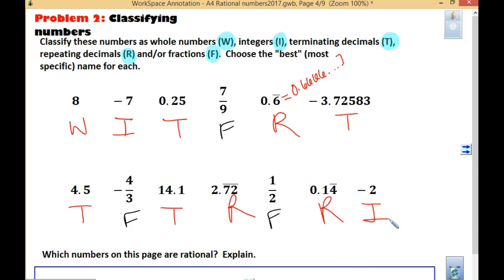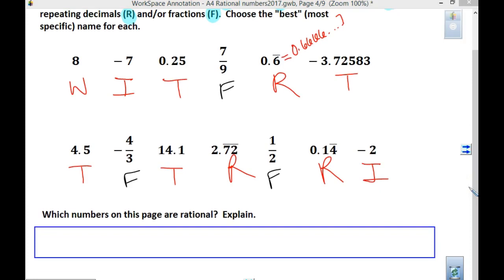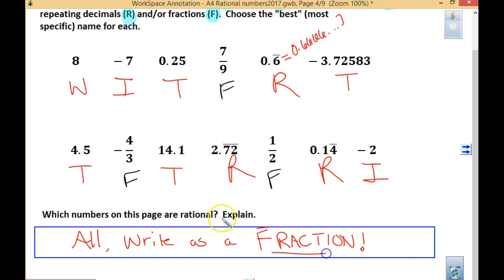I. Okay? And the reason I didn't ask you if any of these are rational is why? Are all of these rational? Which numbers on this page are rational? All. Why? Because we can write them as what? Every single one of these numbers we can write as a, what's the word that goes with rational? Fraction. Every single one we can write as a fraction. And if you can write it as a fraction, it is rational. So repeat and terminating get there.